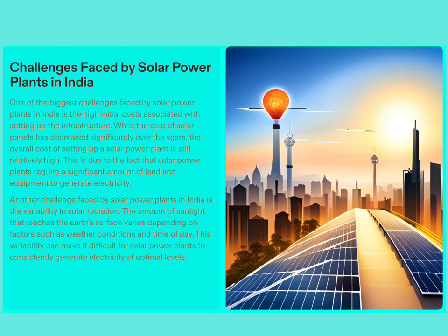Another challenge faced by solar power plants in India is the variability in solar radiation. The amount of sunlight that reaches the Earth's surface varies depending on factors such as weather conditions and time of day. This variability can make it difficult for solar power plants to consistently generate electricity at optimum levels.